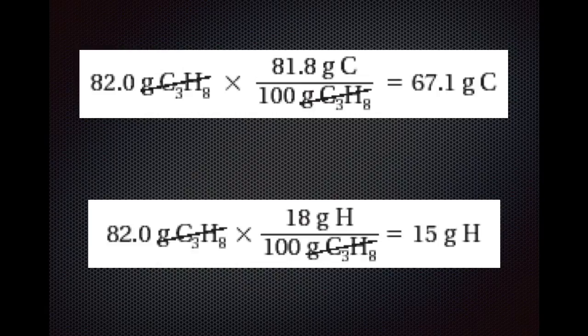Does that make sense? If not, you can ask Mr. Minez or the teacher that's supervising you right now. This is what the book is saying. But again, you don't have to follow this. You don't have to use it as a conversion factor. You can simply find 81.8% of the 82.0 grams that you have, and 18.0% of the 82.0 grams that you have, and it should give you the same answer. So again, 67.1 grams is 81.8% of 82 grams, and 15 grams is 18% of that 82.0 grams.